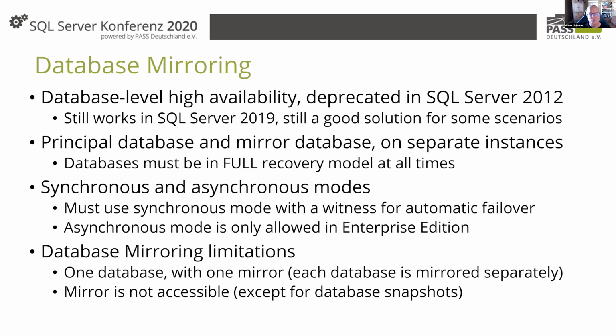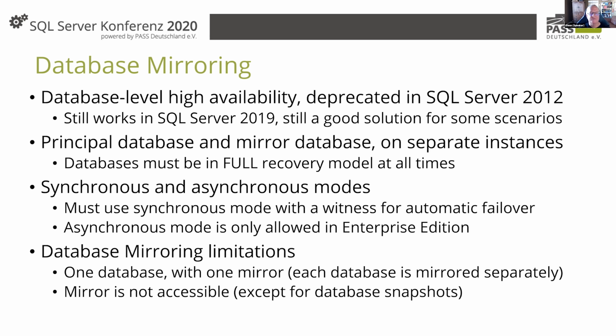So anyways, the way this works is you have a principal database on one instance of SQL Server that's a read-write copy. And then you have a mirror database on a separate instance running on another machine. And what happens is, as you change the data in the principal, it gets sent over the network and gets replayed in real time on the mirror. And those should be in sync unless something bad is happening. And your database has to be in full recovery model at all times, just like with availability groups.